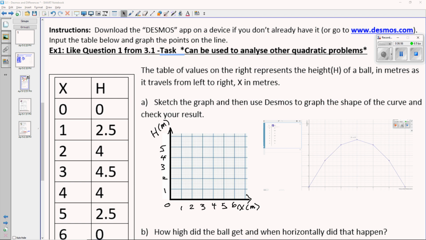So now just follow the instructions on your page, and what I want you to do is realize that this question is very similar to question number 1 in 3.1's task. Now I've provided an extra enrichment question for those of you that want a little more practice with this. The key here is to use this table to create our graph. If we do that, you'll have something that looks like this. And then all we do is connect the lines.